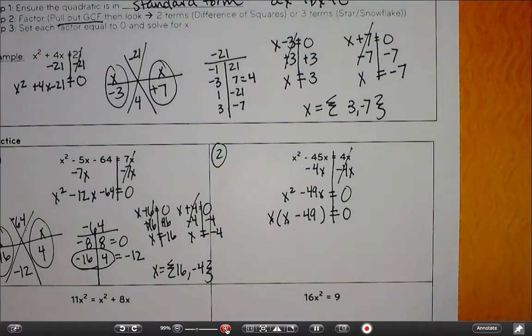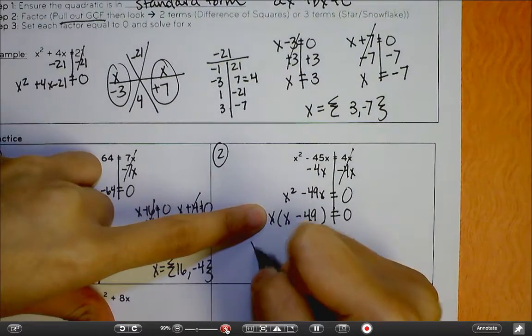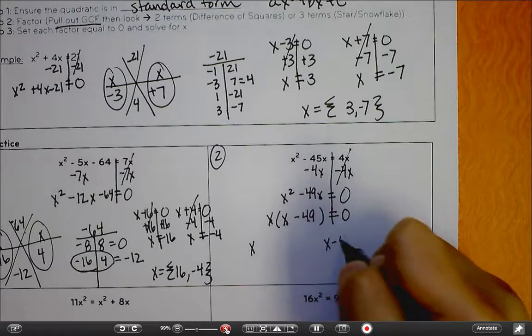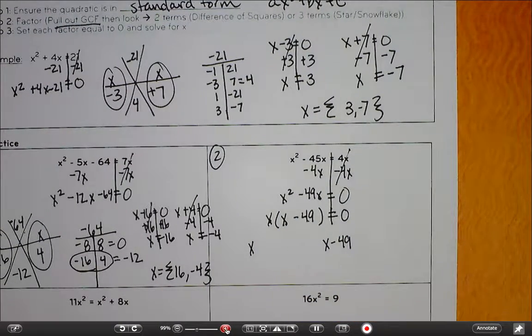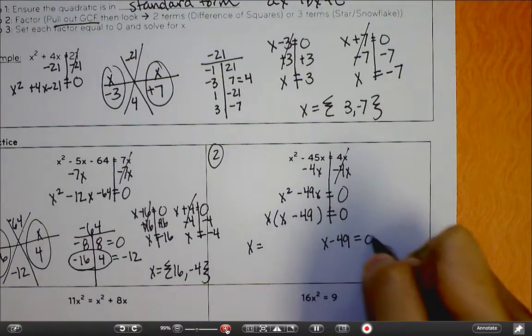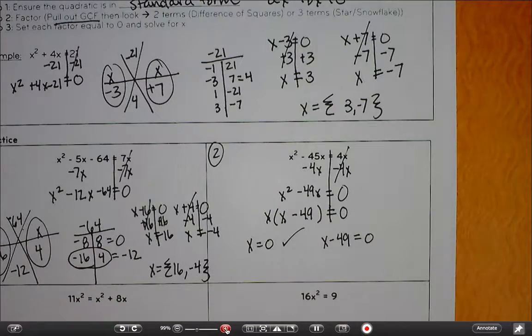Now, this looks a little bit different, right? Super simple. You have two factors still. First, outside of the parentheses, you have x. That's one factor. Inside of the parentheses, you have x minus 49. That's going to be another factor. Set all of your factors to 0 and solve for x. Well, this one's done already.